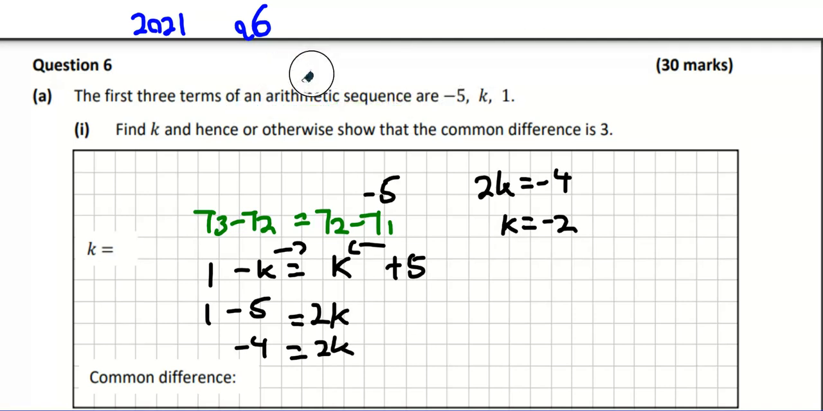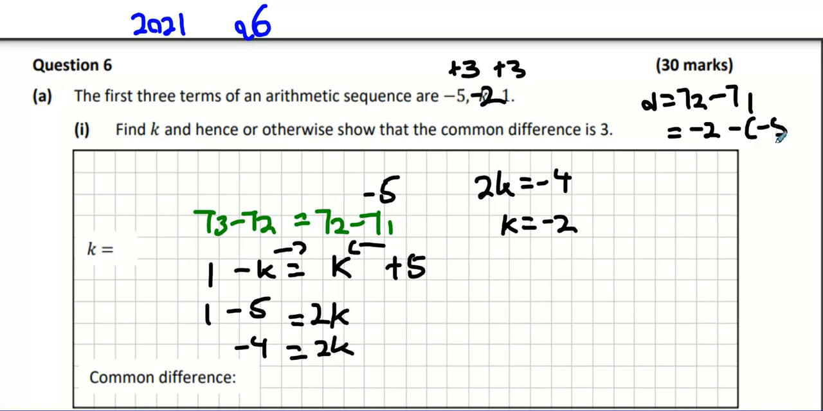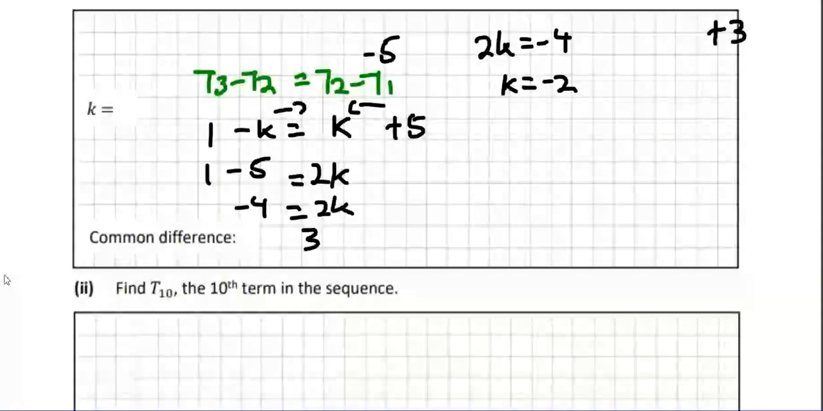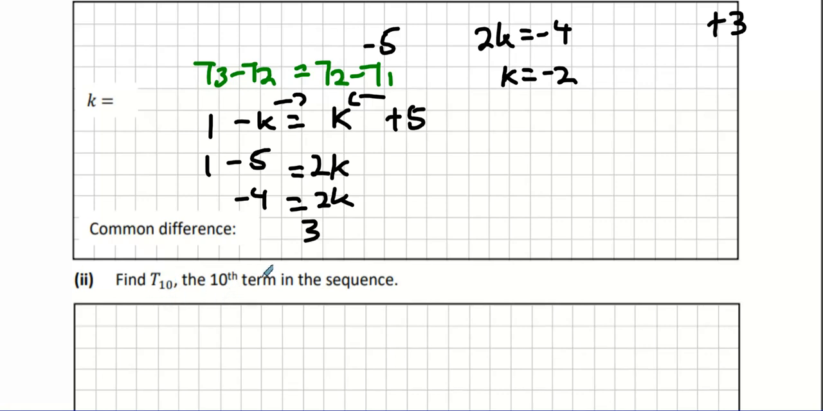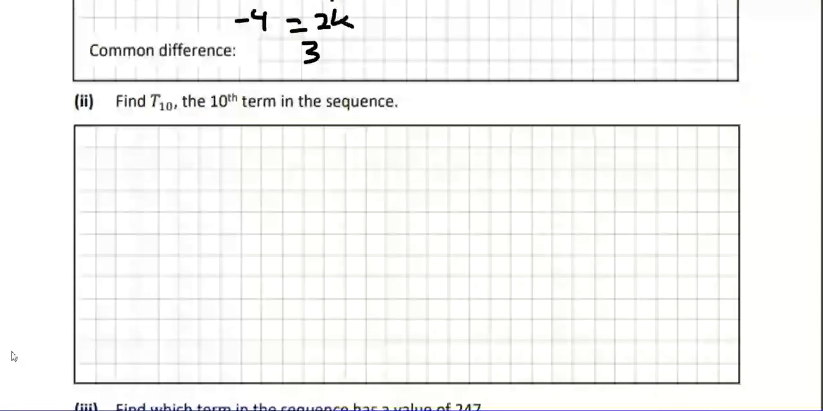Now all of a sudden, it can be quite obvious what the common difference is. We can see that it's going up 3 every time, plus 3 every time. If you want, you can do common difference equals T2 minus T1, and that will be minus 2 minus minus 5, and that will get you your plus 3. So your value is 3.